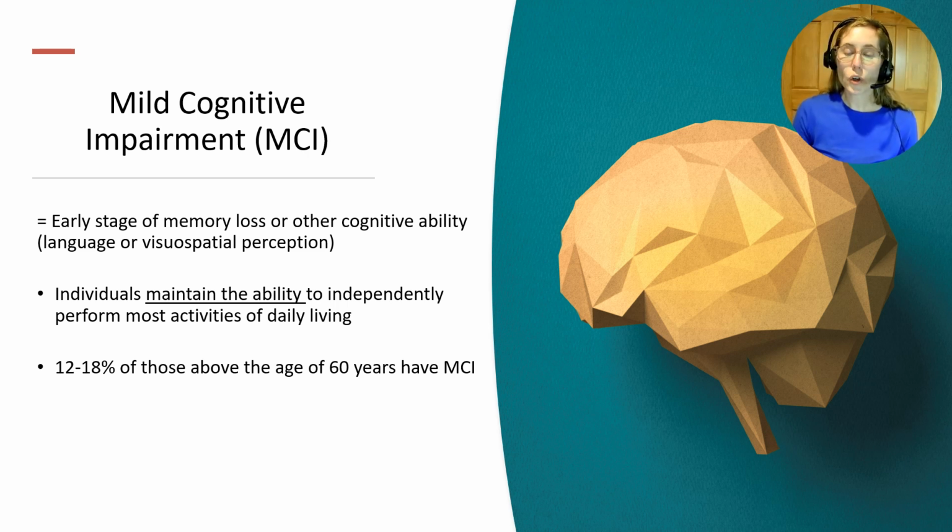And here we again see that this is really prevalent. 12 to 18% of those above the age of 60 have MCI. You also see that memory or cognitive changes here are serious enough that family and friends can notice it. But again, it's just that the person has maintained their independence and function.